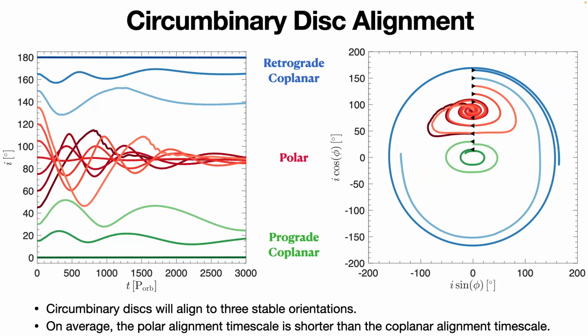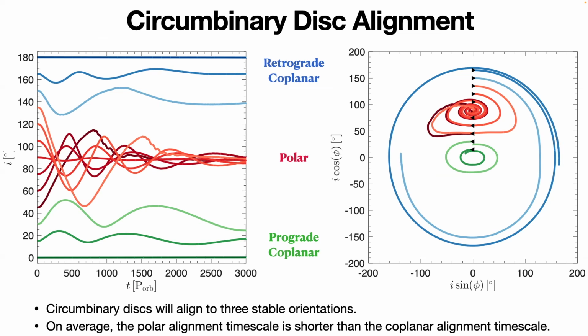You can see there's a critical tilt. It either goes polar or coplanar to the binary. And this critical tilt depends on the angular momentum ratio of the binary to the disk, and also the binary eccentricity. In this case, I set the binary eccentricity to 0.5, for which the critical tilt is about 38 degrees. So anything above 38 degrees will align polar. A disk that's below 38 degrees for this binary would go coplanar, or if it's above 142, it would go retrograde. Okay, so it's kind of three stable configurations.